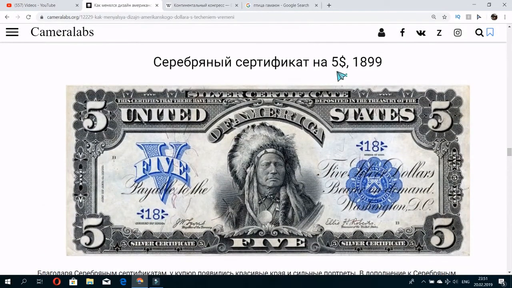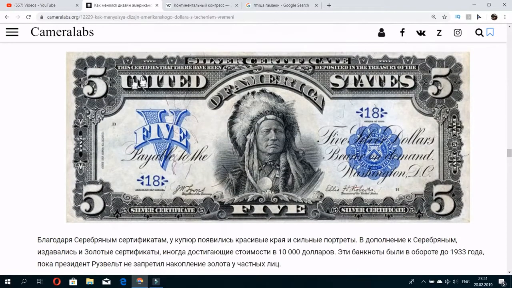And the silver certificate on $5 of 1899, the quality of banknotes really improved. As we see, this silver certificate looks very interesting.